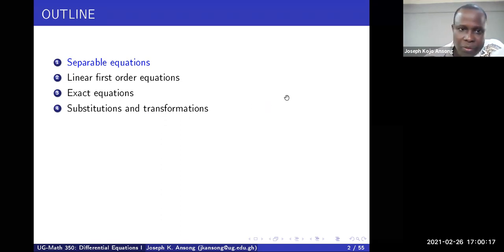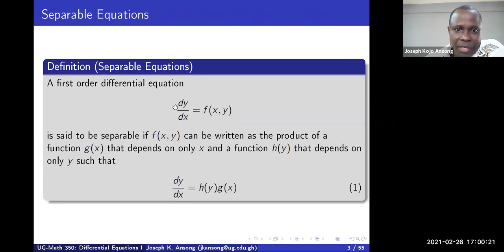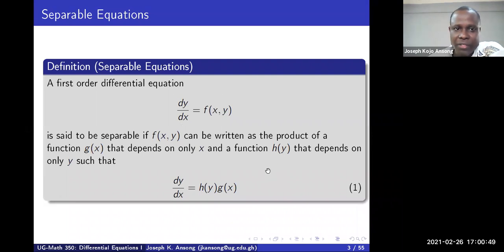Okay, so a separable first order differential equation is an equation of the form dy/dx equal to a function f of x and y. It is separable if this f can be written in the form h of y times g of x. In other words, the right hand side is a function of only y times a function of only x. If that is the case, then we call this differential equation separable.